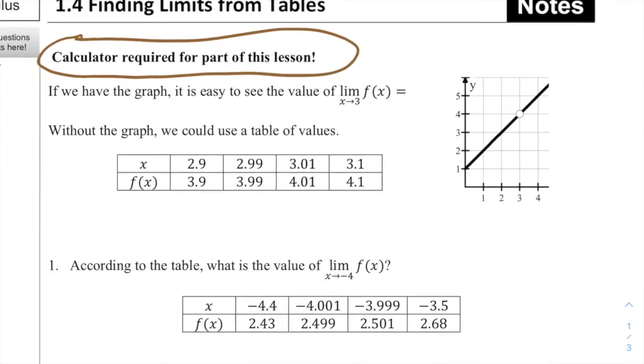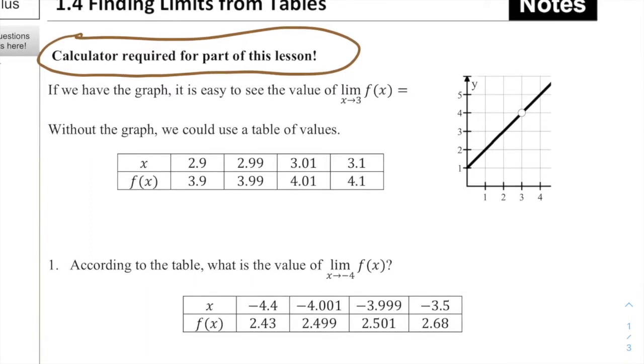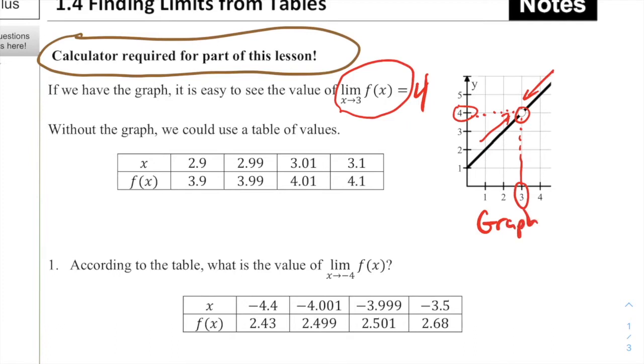So on this worksheet, if we have the graph, it is easy to see the value of the limit as x approaches 3 of f of x. Again, visually, we can tell that by looking at x equals 3. Since there's no left or right given, no exponent with a negative or plus sign, we know that we're talking about coming from the left and from the right. If we follow from the left and from the right, we see that that limit, graphically, is 4. That is a graphical interpretation of finding that limit.